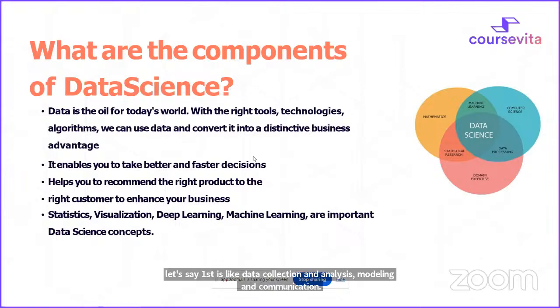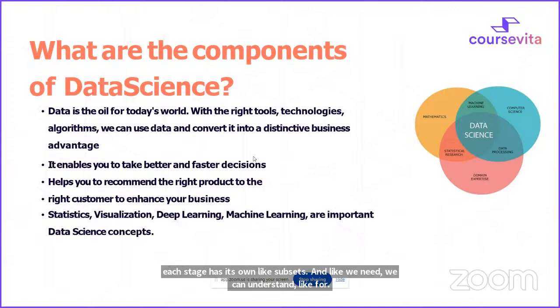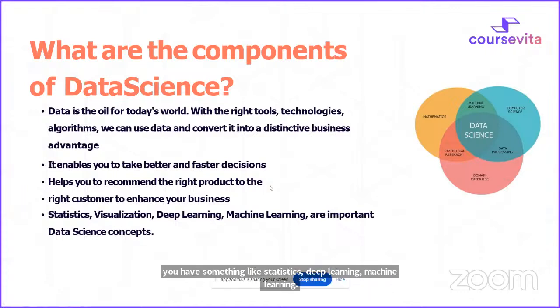Each stage has its own subsets, and we can understand for collection which tools we need to use, or for analysis which tools we can use. So this is the whole picture of data science. You have statistics, visualization, deep learning, machine learning, and many components in data science.